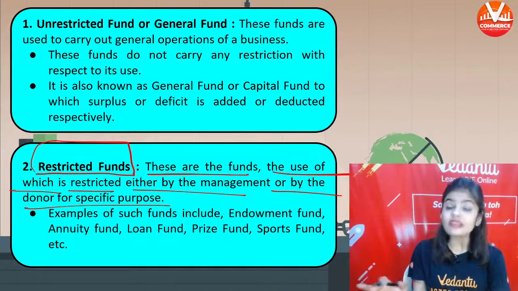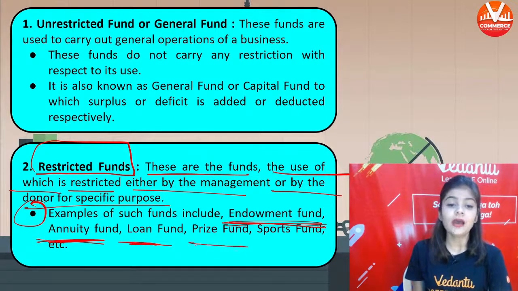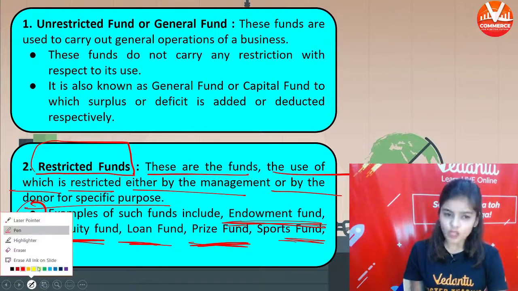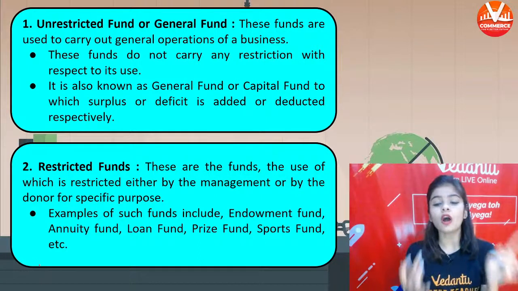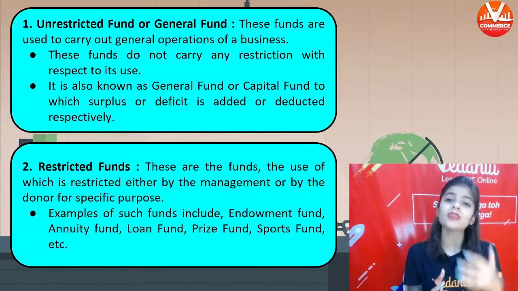Now there are a lot of examples of restricted fund. So examples are endowment fund, annuity fund, loan fund, prize fund, sports fund. These are some of the examples of restricted fund. I am also going to explain to you the meaning of annuity fund, loan fund, and prize fund. So don't worry, I am also going to explain the examples.